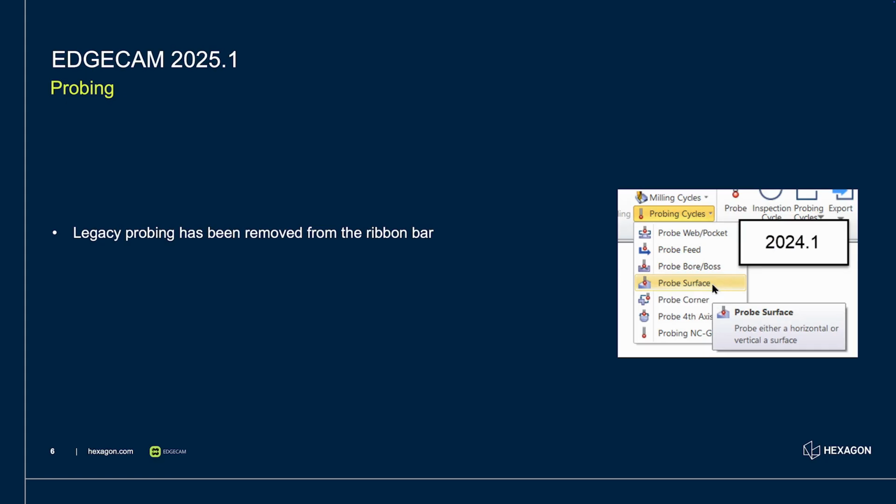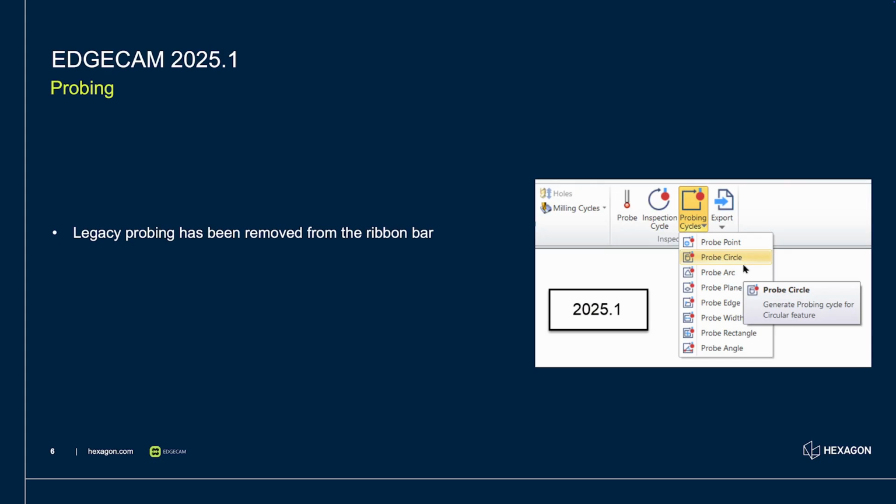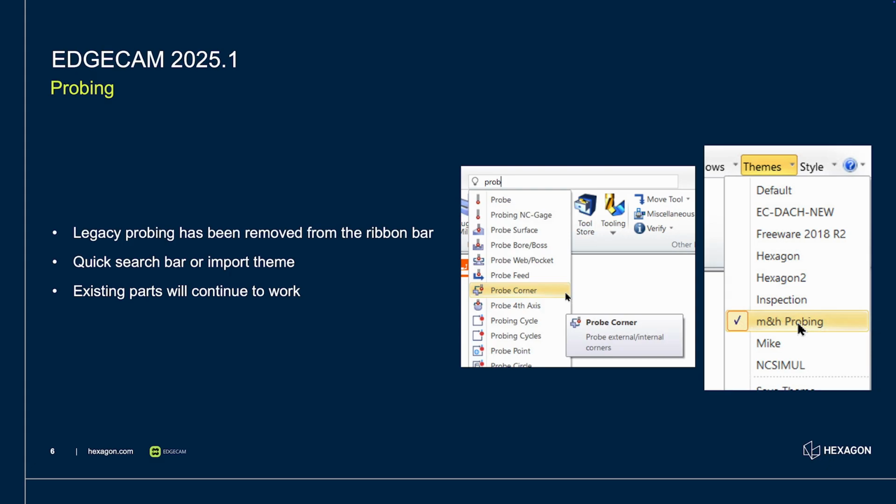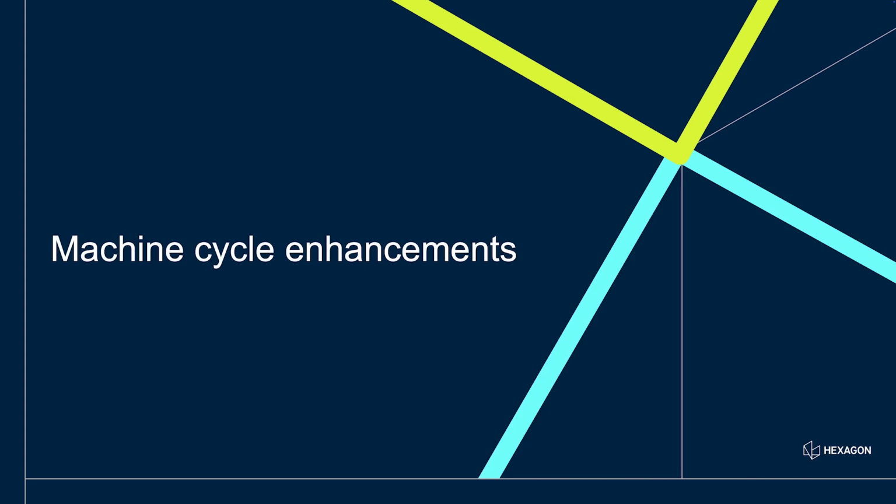Also, some of you will be using the old legacy probing, so you're used to seeing this particular menu, the old probing menu. This has now been removed, so you'll no longer see it in 2025.1. We're working with modern day probing cycles, which use probing features. If you're in that category, fear not. You can get around this by going through the quick search menu or importing your own theme from 2024 into 2025. And of course, your existing parts will also work.